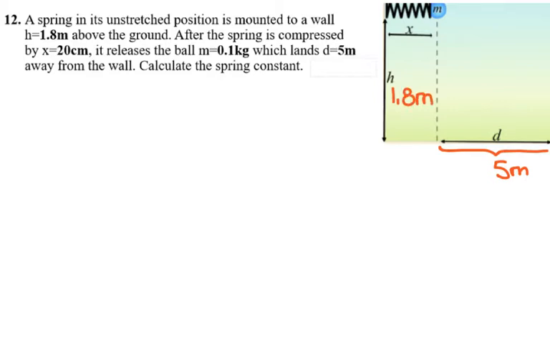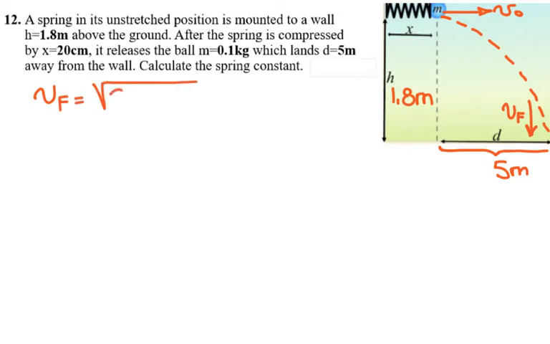So when the ball is released, it has initial horizontal velocity, but it doesn't have vertical velocity. Vertical velocity appears as it starts falling down. So initial vertical velocity is 0, but I can calculate the final vertical velocity because I know acceleration due to gravity and I know the distance. So the final vertical velocity is equal to the square root of 2 times acceleration times distance, and the distance is 1.8. So I get 6 meters per second as it hits the ground.